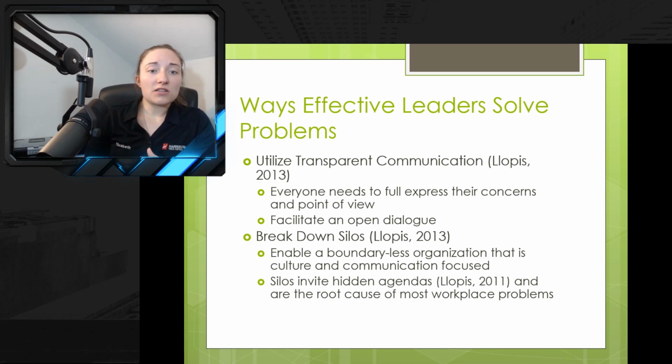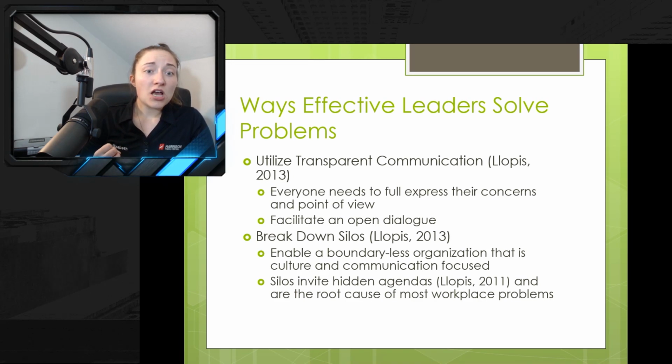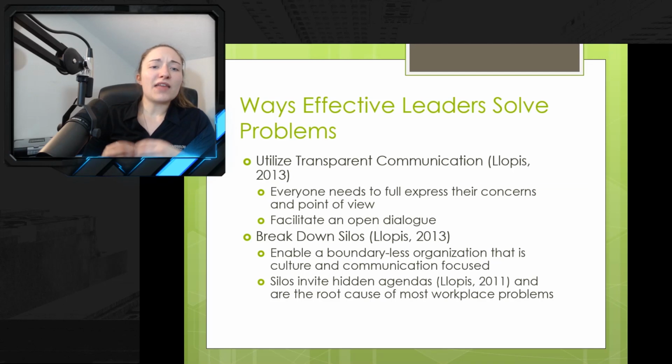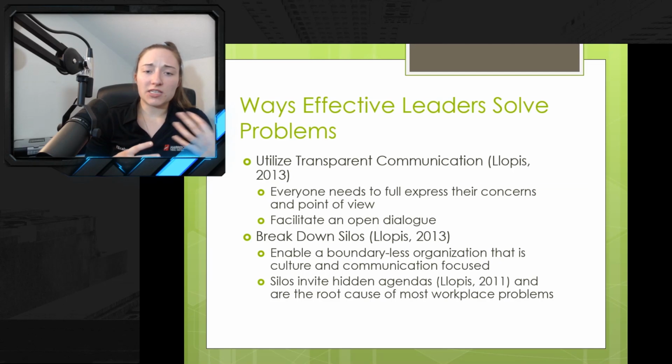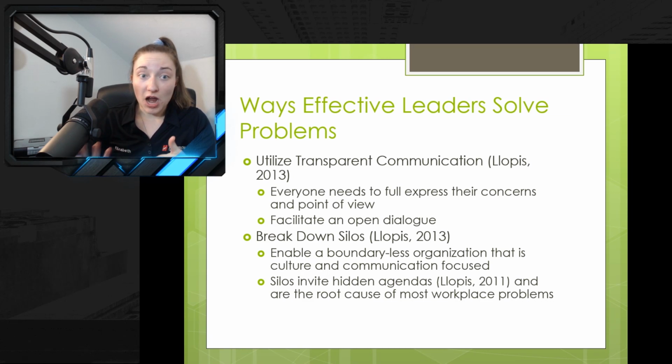The next aspect Lapis lists is breaking down silos. Enable boundaryless organizations that focus on community and culture. Silos invite hidden agendas. Lapis listed this in 2011. And really, they're the root cause of most workplace problems, actually, because it's a lack of communication in the workplace.